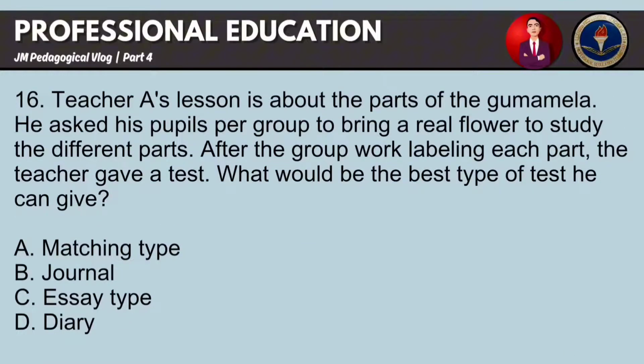Teacher A's lesson is about the parts of the gumamela. He asked his pupils per group to bring a real flower to study the different parts. After the group labeling each part, the teacher gave a test. What would be the best type of test he can give? A. Matching type. B. Journal. C. Essay type. D. Diary. A. Matching type.